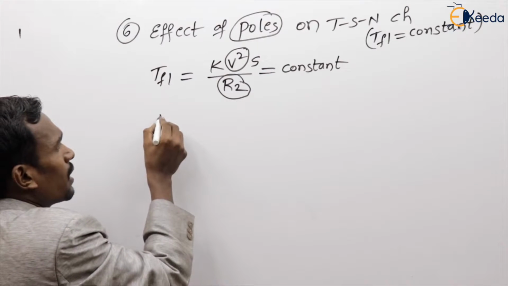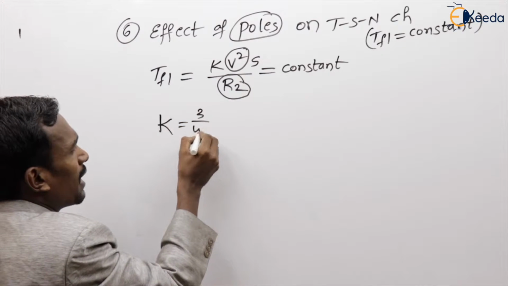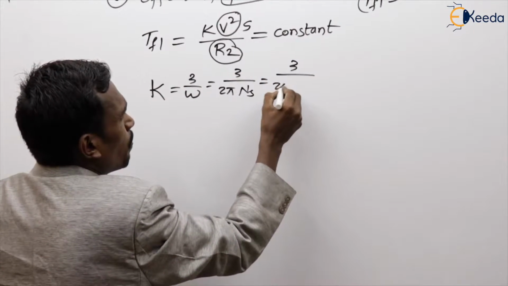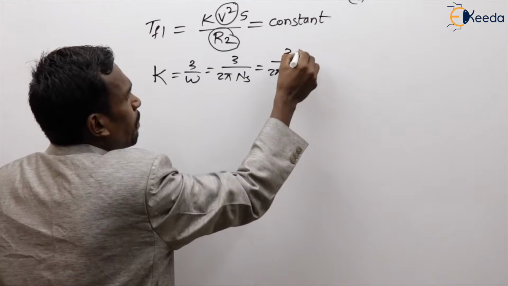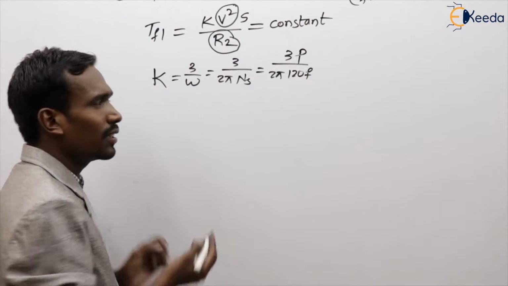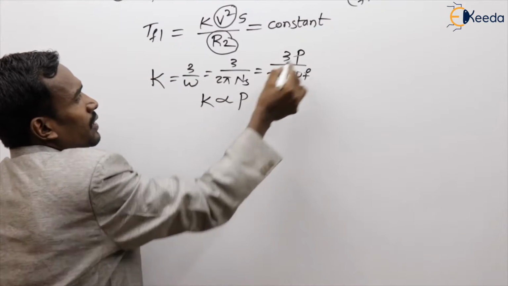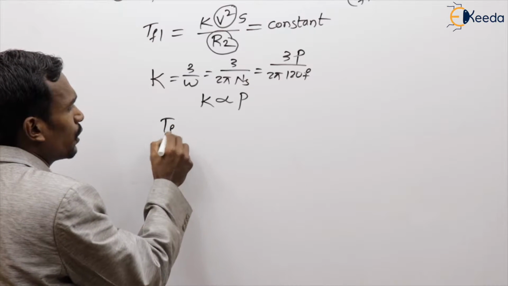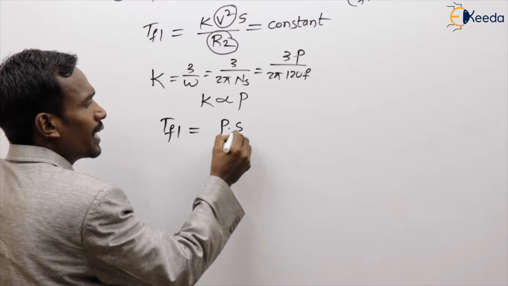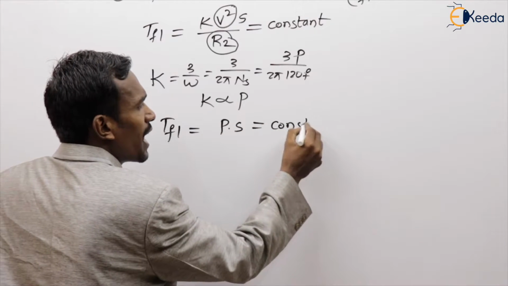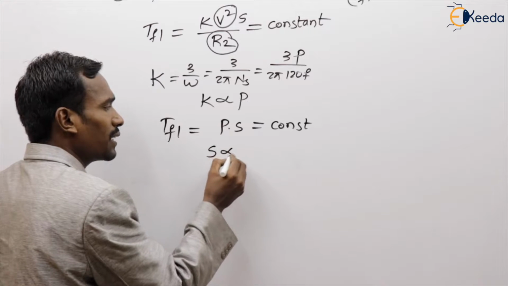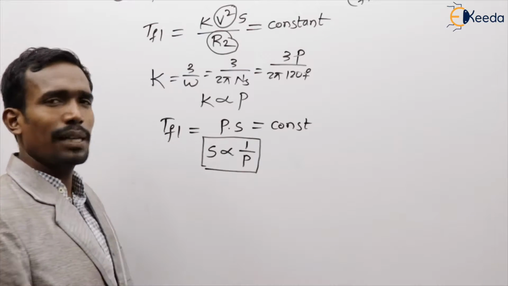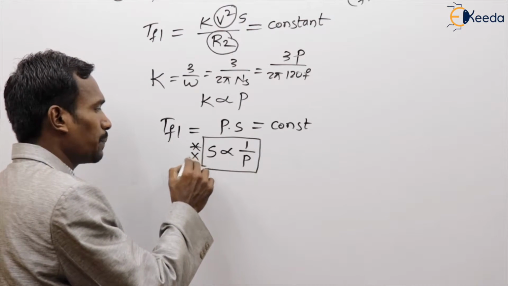Now tell me, generally we know K is equal to 3 by omega, nothing but 3 by 2 pi ns, nothing but 3 by 2 pi into 120 f by P. You know already, K is directly proportional to P. So full load torque is equal to P into S, and this should be constant. Nothing but the slip is inversely proportional to poles.